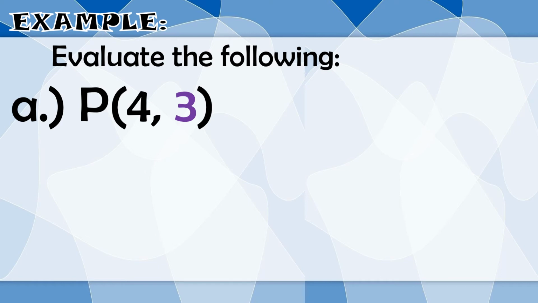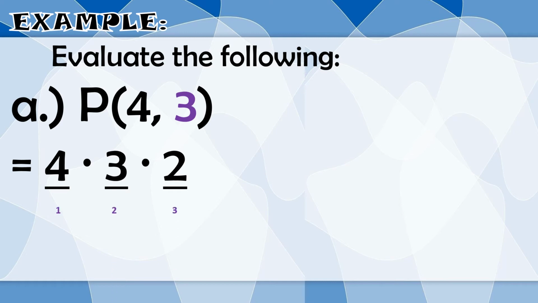We have here an example. Evaluate the following. A, permutation of 4 and 3. So we have here 4 multiplied by 3 multiplied by 2. We stop at 2 because of the value of r, which is 3. So we have first for the 4, second for the number 3, and third for the number 2. So if we are going to multiply, 4 times 3 is 12, times 2 is 24.